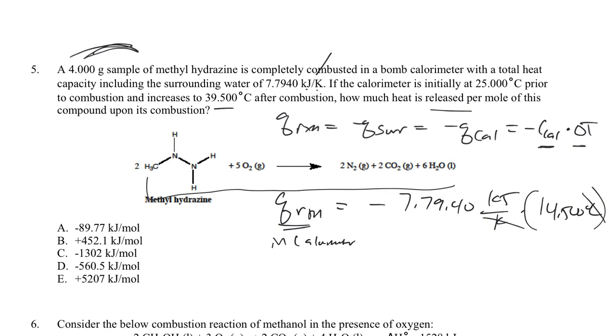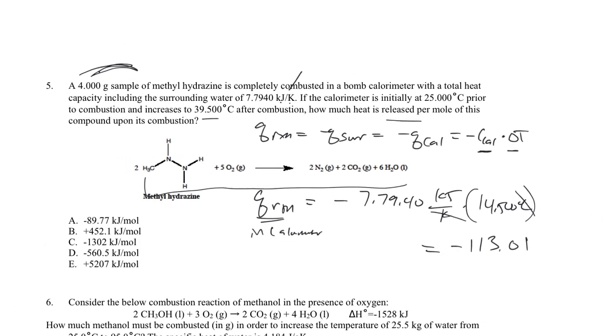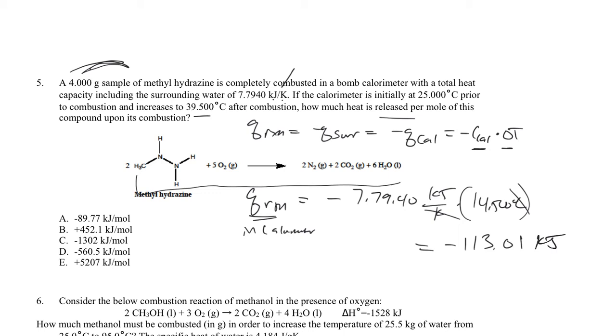Negative 7.79 times 14.5. So the Q reaction, the reaction inside the calorimeter, is negative 113.01 kJ. Now, that might be a choice. It doesn't look like it's actually a choice, but sometimes you might see a number like this that looks like the choice. But the key is, this is the heat that's released per 4 grams of the compound.